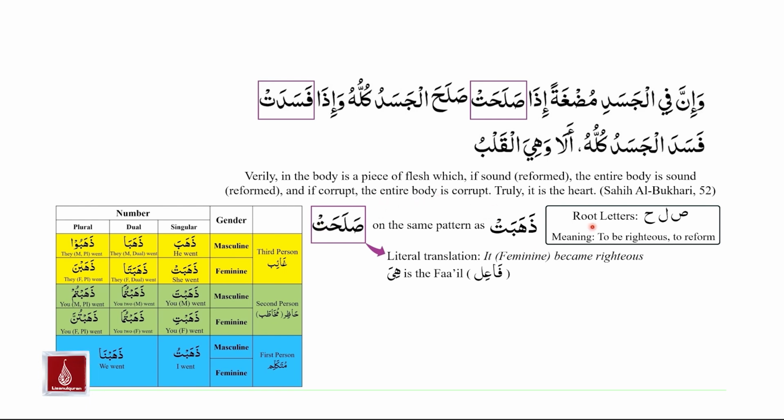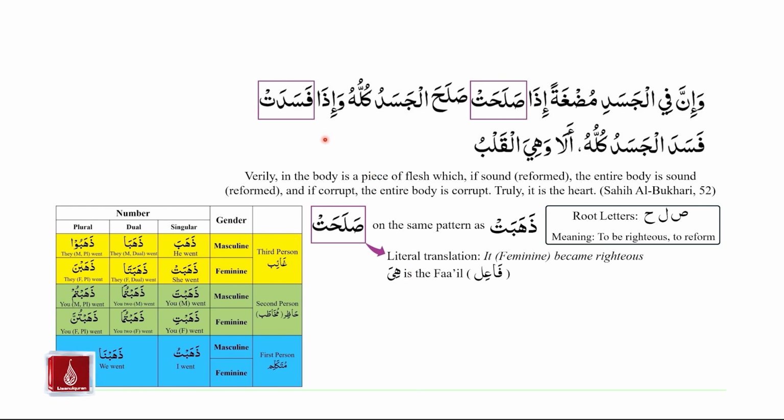Swalahat comes from the root letters swat, lam, and ha, and it indicates the meaning to be righteous or to reform. So the literal translation of swalahat is it became righteous, and in this case it is referring to singular and feminine. In the case of swalahat, the fa'il is hiya.